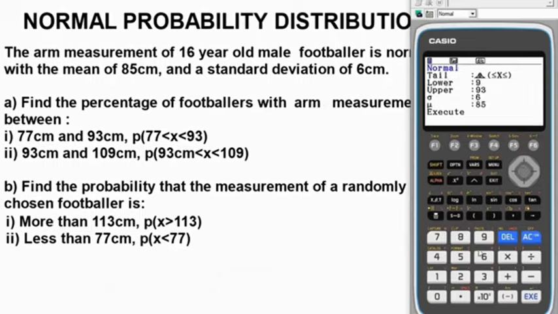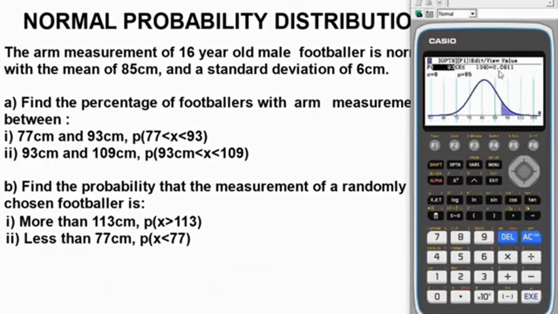Number one, our lower value is 93. Okay, our upper value here is now 109 cm. Okay, press execute. So this is the answer, 0.0911. Now note that we are asked to leave the answer in percentage. So all you have to simply do to put it in percentage is to multiply the value we have got by 100. The first one we got multiplied by 100 will be the answer in percentage. This one also multiplied by 100 and you get the answer in percentage. It's as simple as that, guys.